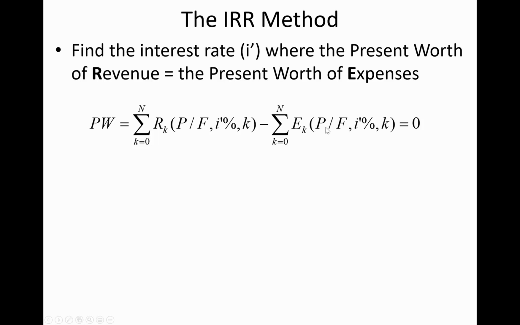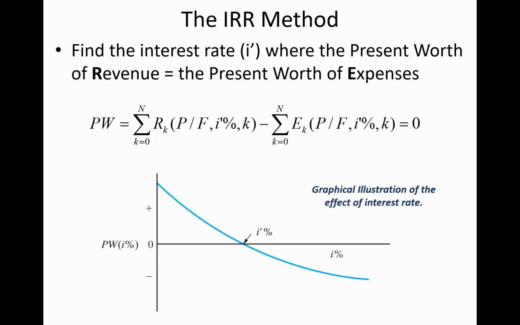So any amount that's not yet in the present, we take it to the present with find P given F. And k just means for whatever year that you're in. So if you're in year 1, you take it 1 year back to get it to the present. If there's an amount in year 2, you discount it 2 years backwards in time. So you get all of the amounts to time 0, and we want to find out what is the unknown i prime, what's the interest rate that makes it so that the present worth is equal to 0, meaning revenues and expenses are the same.